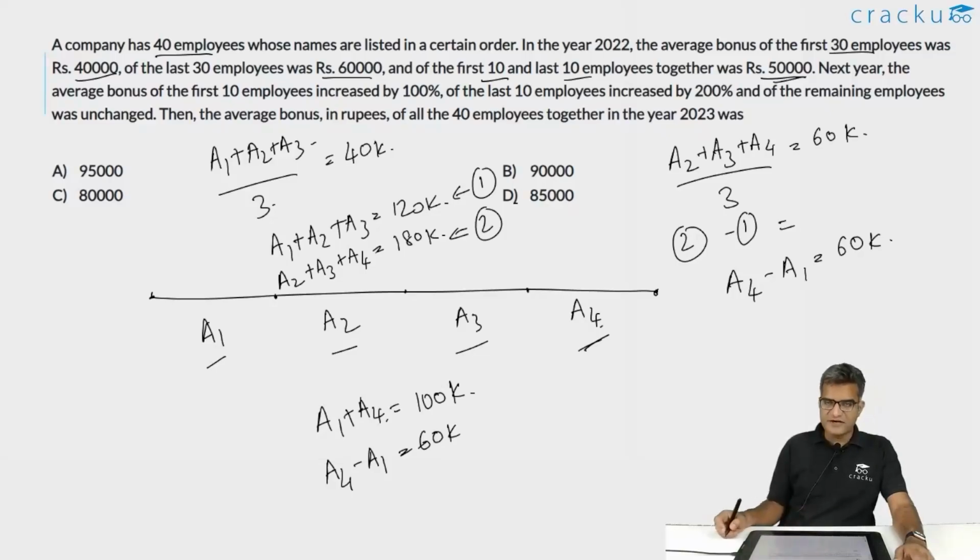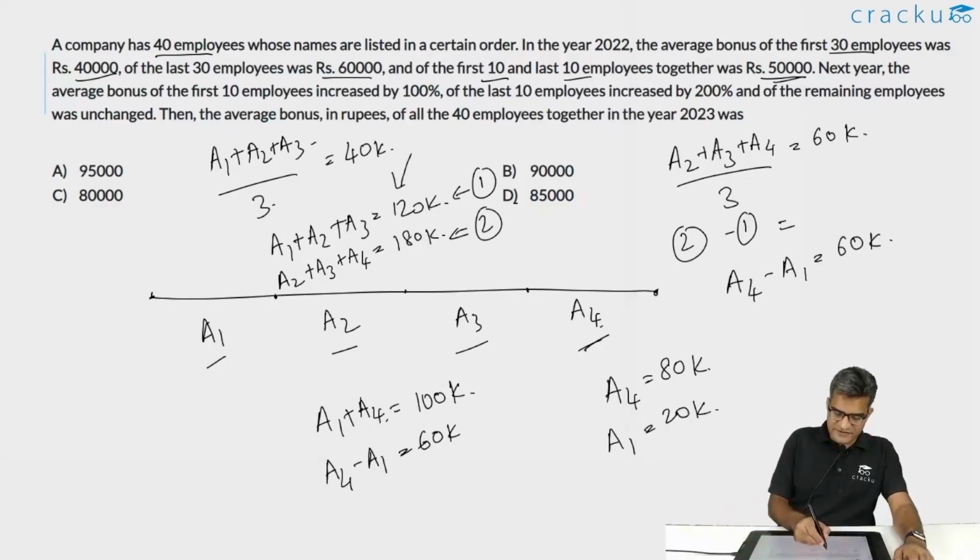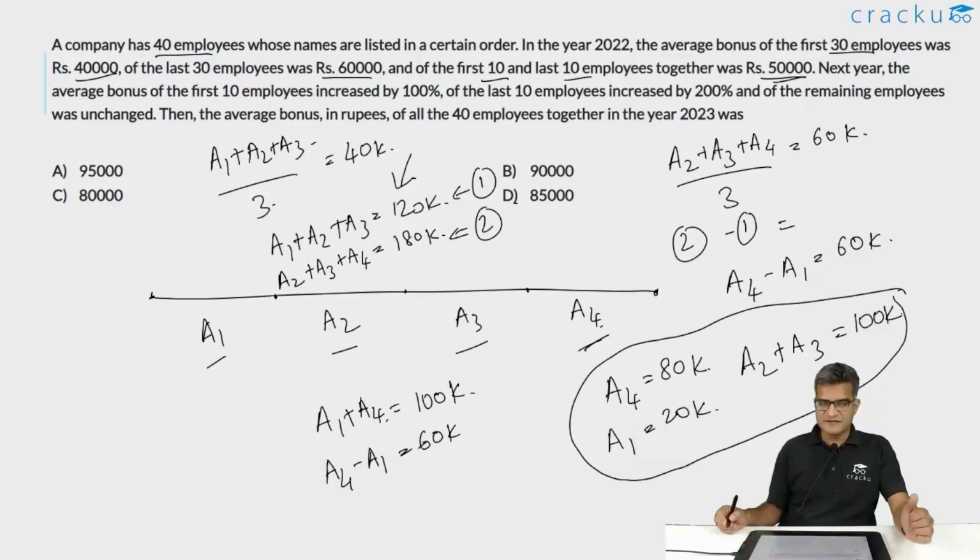So now we can figure out the value of A4 and A1. You can add both of them and you're going to get A4 is equal to 80K and A1 is equal to 20K. You can substitute them in any one of the 2 equations and you're going to get A2 plus A3 is equal to 100K. So essentially we can calculate the value of A1, that is the average of the first 10 employees. We can calculate the value of A2 plus A3, which is the sum of the averages of the middle 20 employees, or the 10 employees in 2 slots, and A4, which is the average of the last 10 employees, which is 80K.